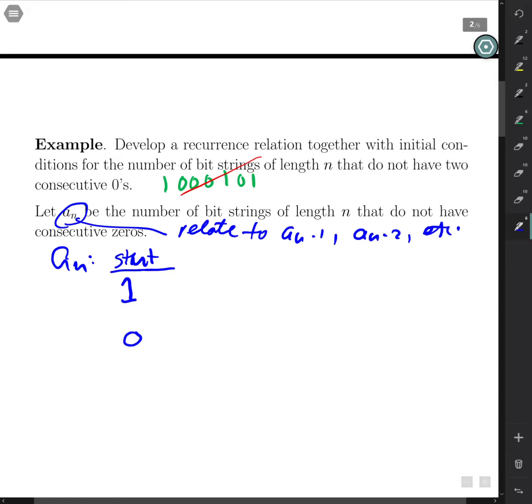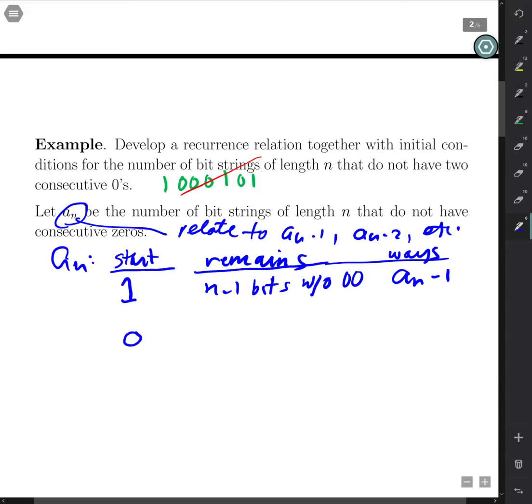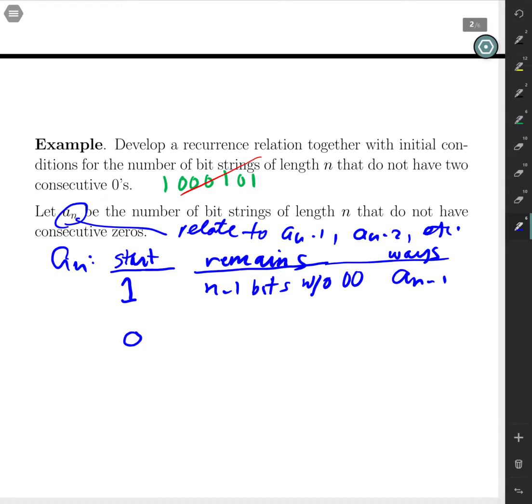So if it starts with a 1, we've used 1 bit, so the remaining part, I'll say what remains here, are n-1 bits without 0, 0, and the number of ways for that to occur is a_{n-1}. That's how many bit strings there are of length n-1 that do not have consecutive zeros.